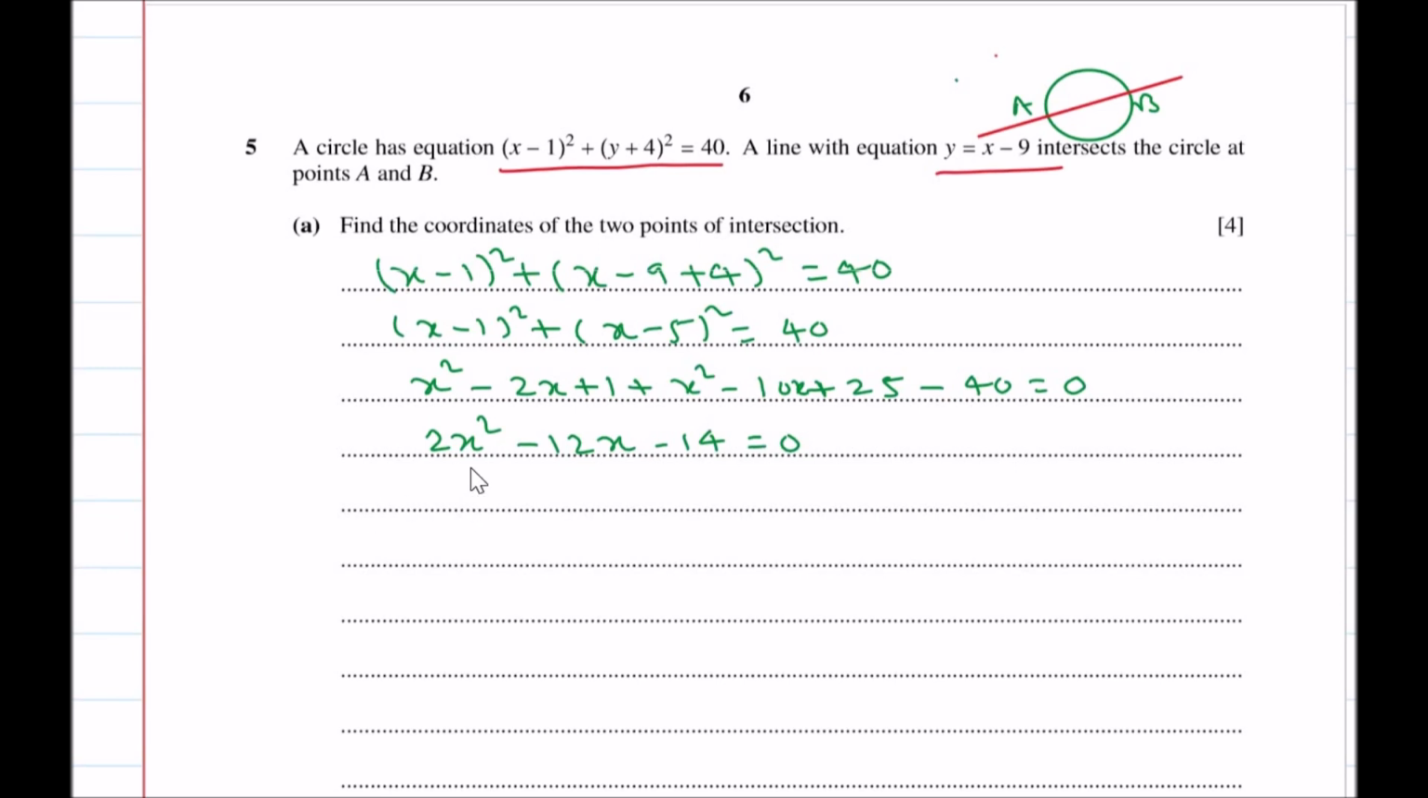I'll be factorizing here. Now we can divide this first. Let me divide the whole equation by 2 because all terms are divisible by 2. So we get x square minus 6x minus 7 equal to 0.